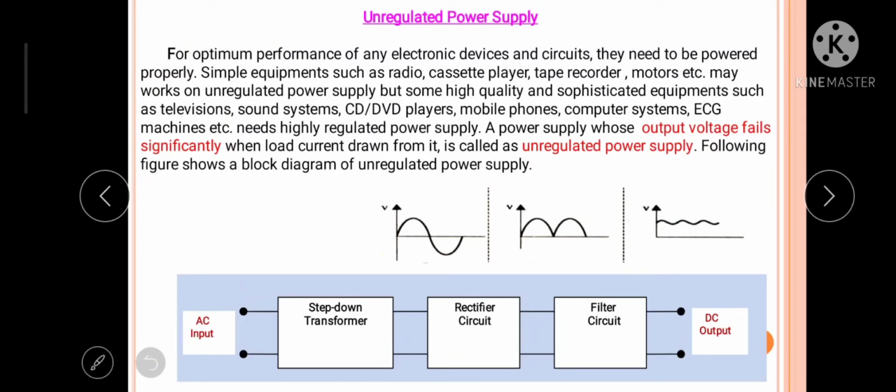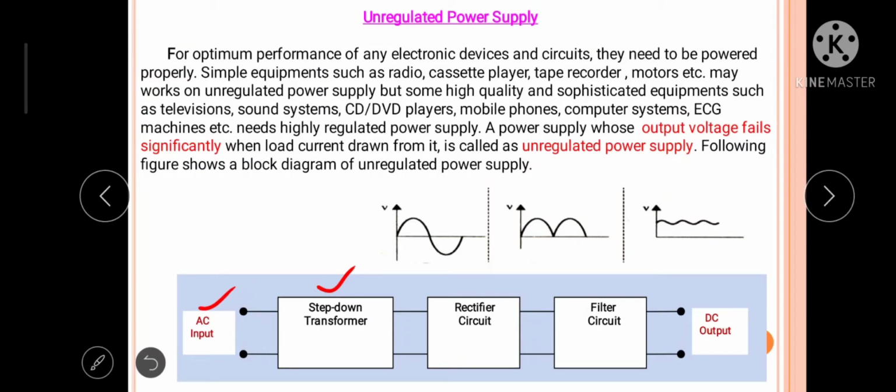A power supply whose output voltage falls significantly when load current drawn from it is called an unregulated power supply. The following figure shows a block diagram of unregulated power supply. As shown in the figure, this is the AC input voltage. We have to connect this to a particular step down transformer. This transformer lowers the AC voltage as per the specifications.